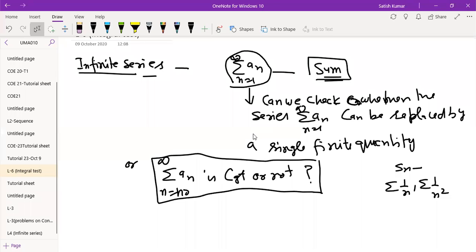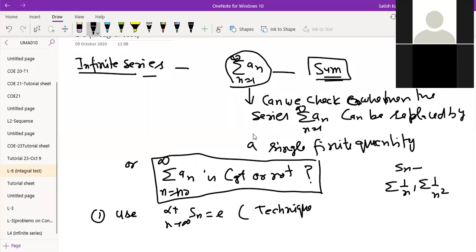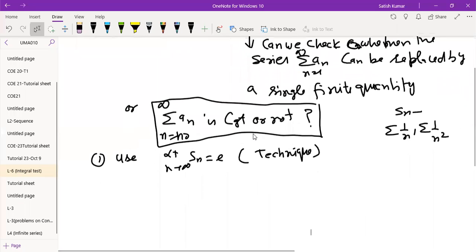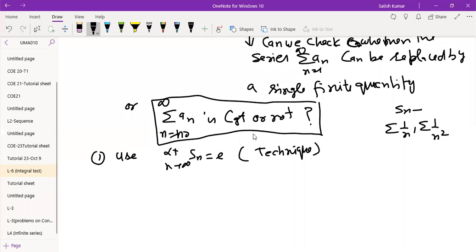No doubt the first one is to use the limit as n approaches infinity, Sn equal to L technique. If you can find this term, that is the best one, as it gives you the sum of this series. The second was, if you can show limit as n approaches infinity of an is not equal to 0, that is the nth term test, which we discussed in the last lecture. Then we say this series is divergent.